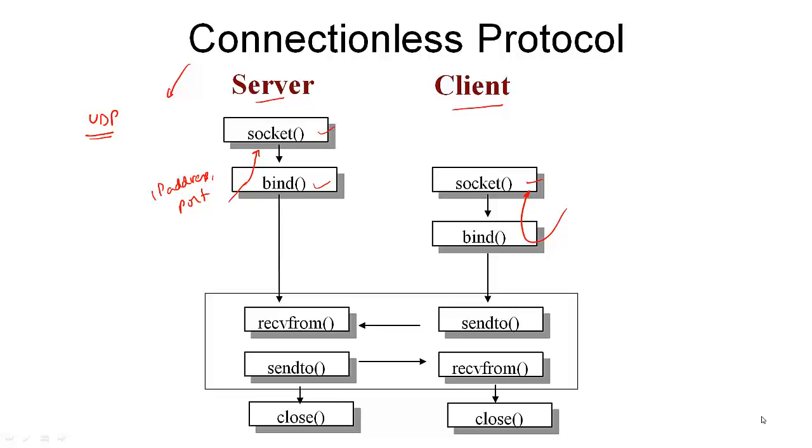Binding is a process where you give an identity to the particular socket, that is, associate the socket with a given IP address and a port number. Once you do this, both these hosts are free to communicate with each other using functions like receive from, send to, and so on. Once they are done with the communication, they can close the connection. So this is just an overview. We will see more about all these functions shortly.